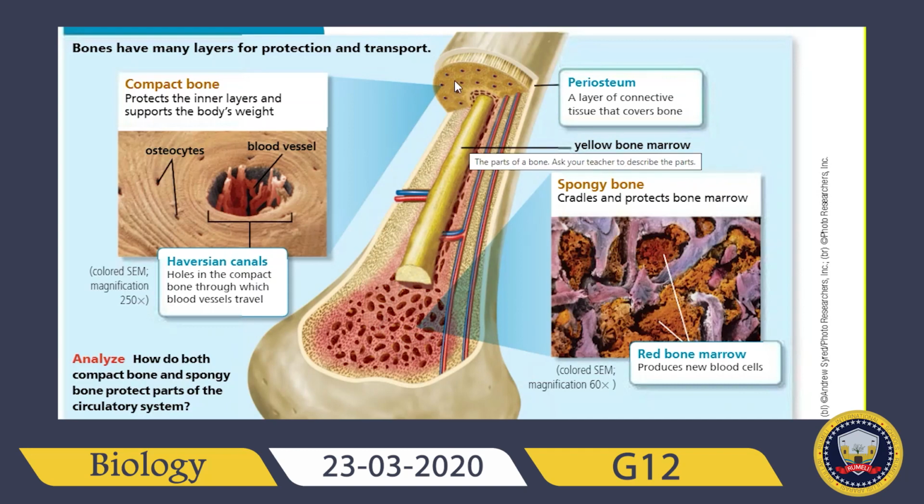Now, the compact bone protects the inner layers and supports the body weight. And it contains the osteocytes. These are small holes, okay, here, and something called Haversian canals. Through the Haversian canals run blood vessels. While the spongy bone here is composed of red bone marrow. And I will explain later what is the difference between yellow bone marrow and red bone marrow.